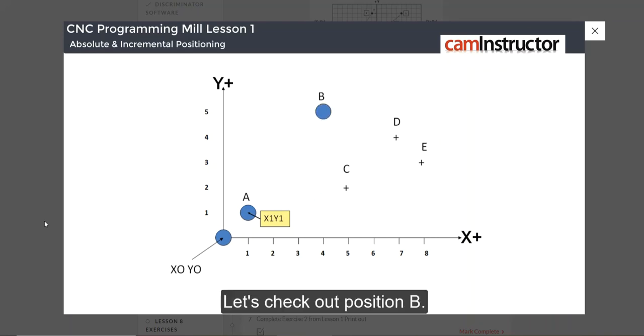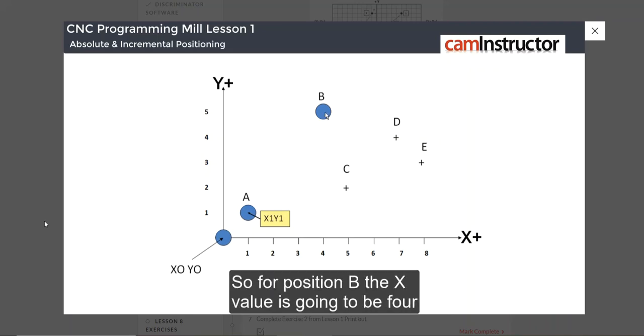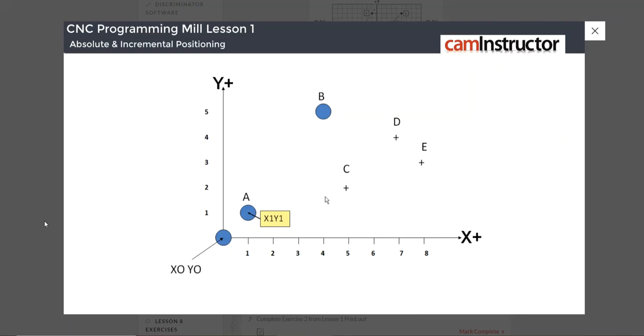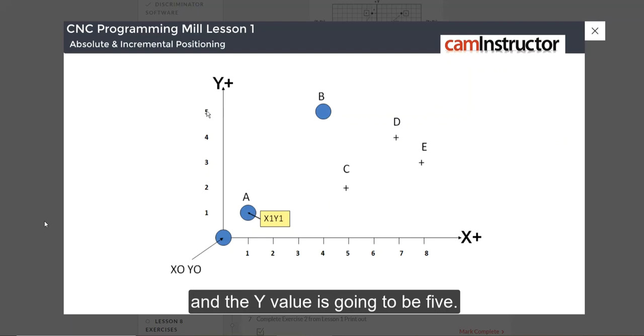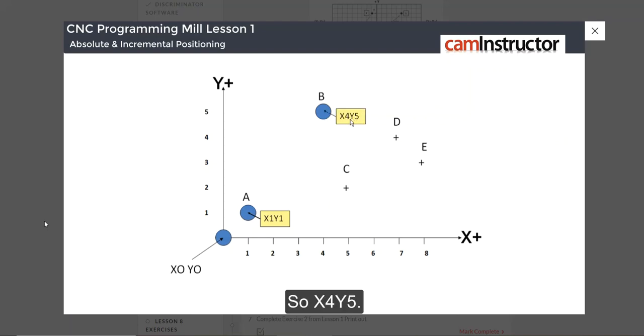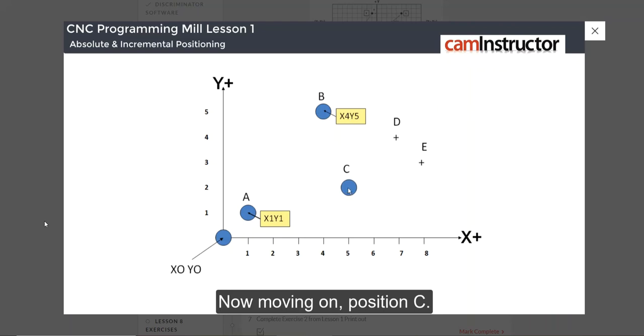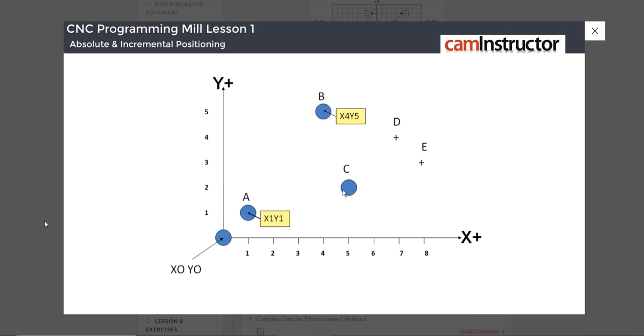Let's check out position B. So what we're doing is figuring out the absolute coordinates. For position B, the X value is going to be 4 and the Y value is going to be 5. So X4, Y5. Now moving on, position C. The absolute X for C is X5 with the Y at 2. So for position C, X5, Y2.